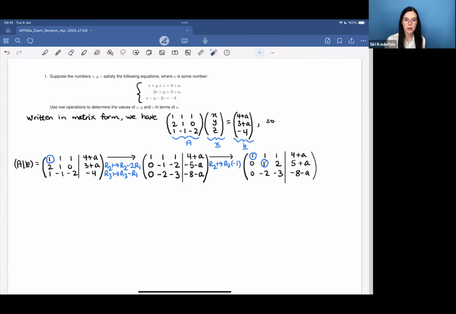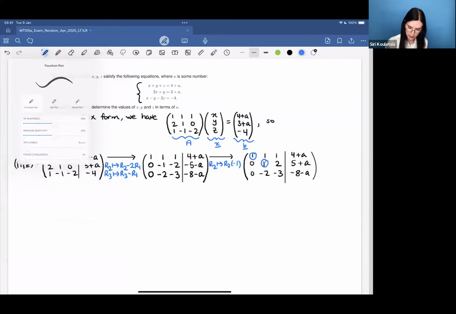But as you know, our aim here is to have the coefficient matrix here in so-called upper triangular form, which means that we need all zeros below the main diagonal. So this minus 2 here, we would like to make into a 0. And so if we do row 3 goes to row 3 plus 2 times row 2, then we will achieve that aim.